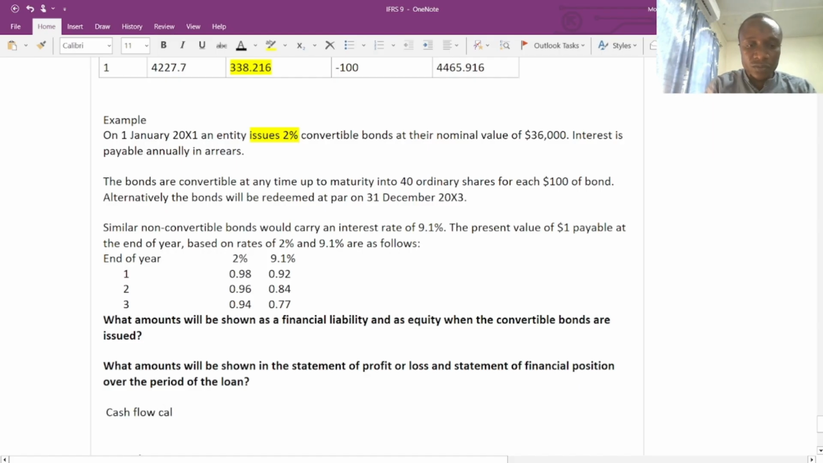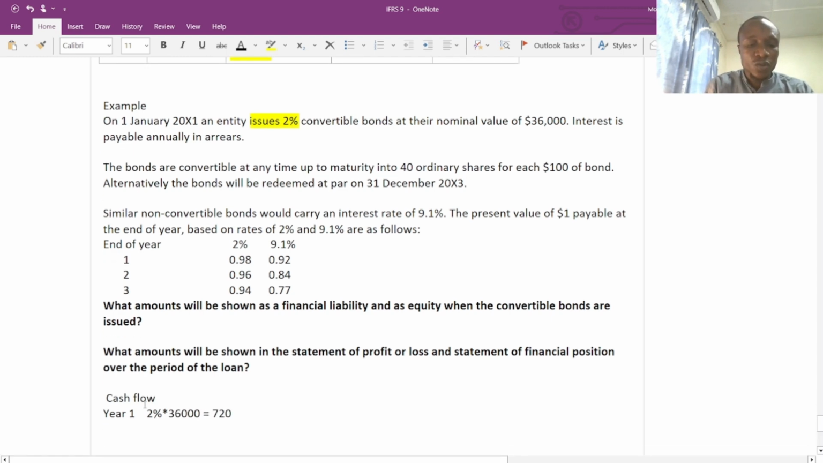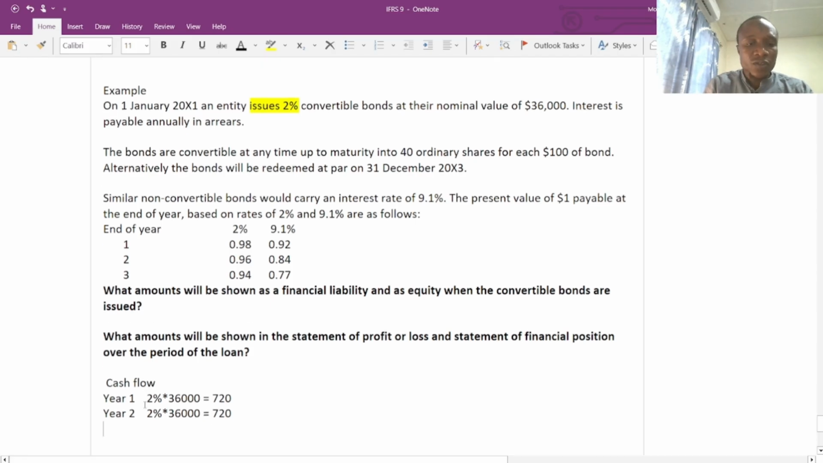Cash flow calculation. Year one, it will be the coupon 2% multiplied by the nominal value 36,000. This will give us 7,200. Year two will be 2% again multiplied by 36,000, which will give us 7,200.